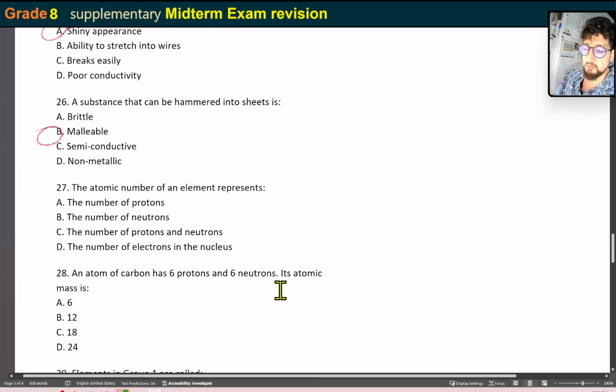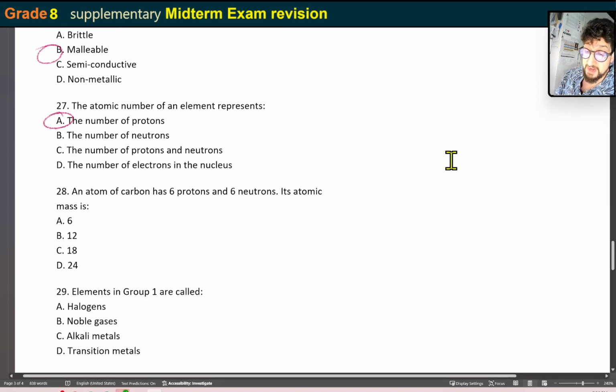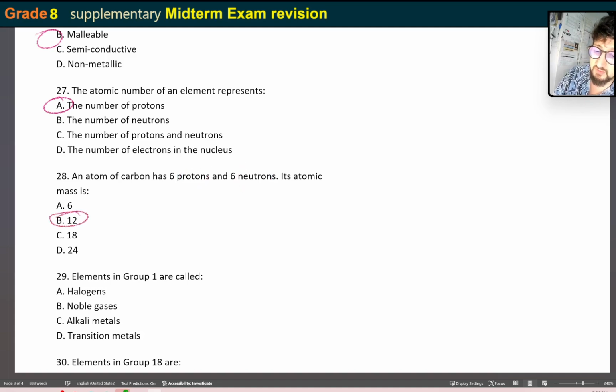The atomic number of an element represents the number of protons. That's what the atomic number is, the number of protons, and that is the identity of the element. An atom of carbon has 6 protons and 6 neutrons. Its atomic mass is what? The atomic mass is both the protons and the neutrons combined. So it's going to be 6 plus 6, or 12.